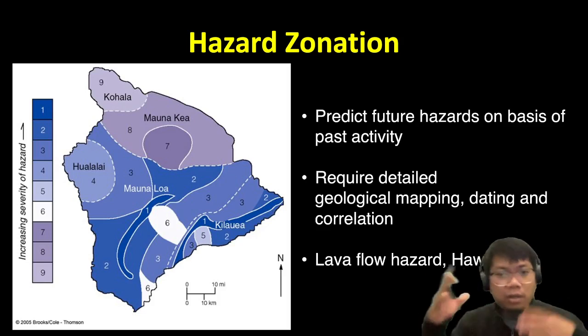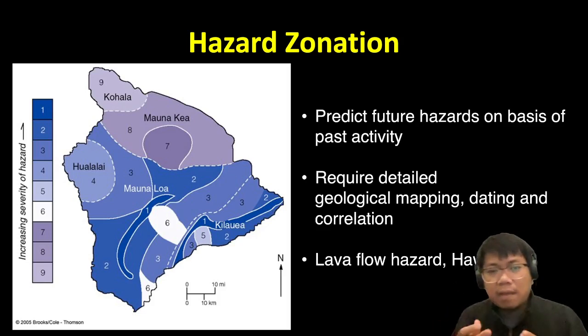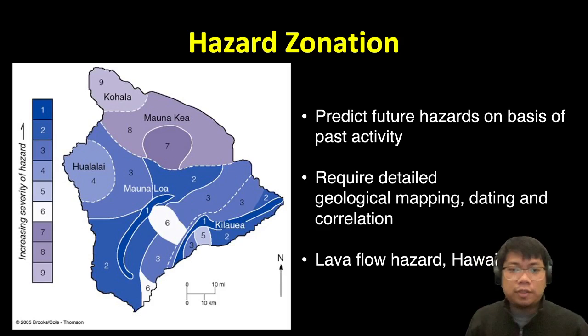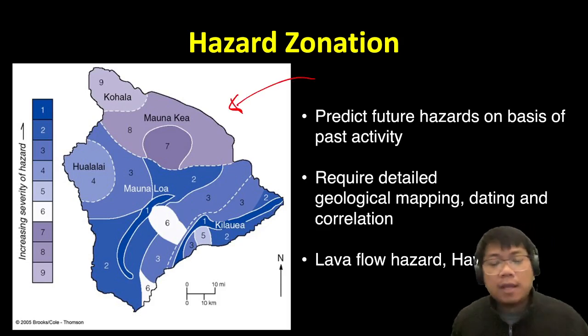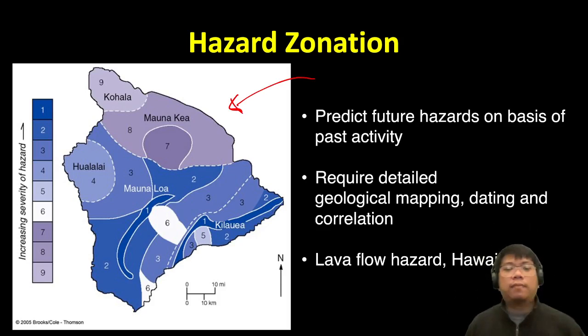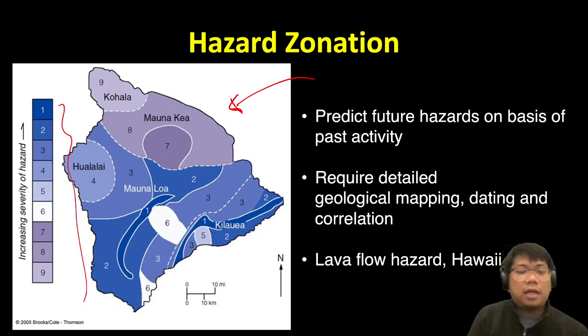Now, by doing all of that, a geoscientist can come up with a map, which is called a hazard zonation map, that looks something like this, for example, right? This is the hazard zonation map from the big island of Hawaii. What happened here is that you can see the different shades of color right here.